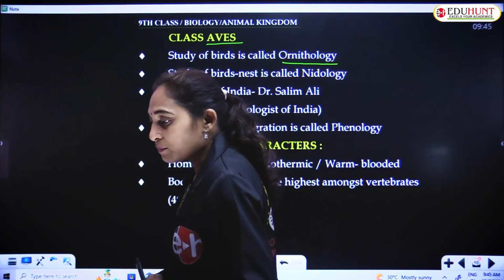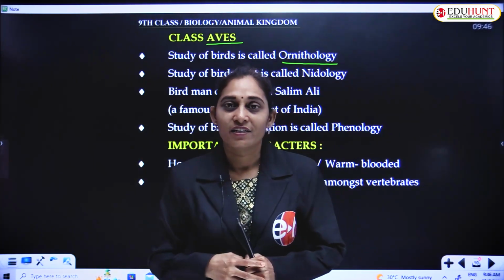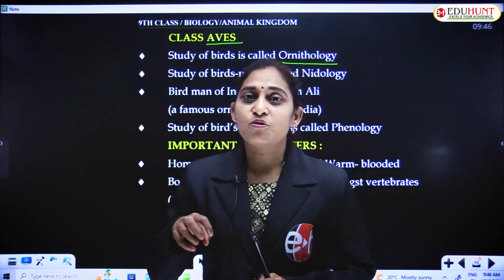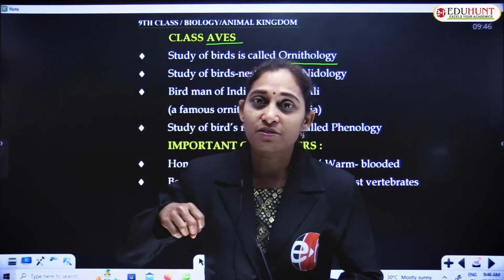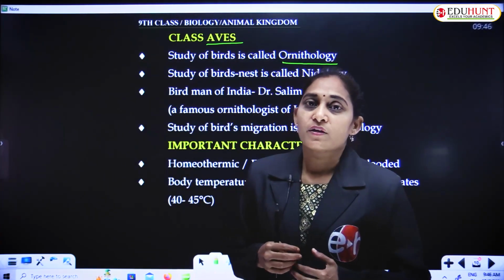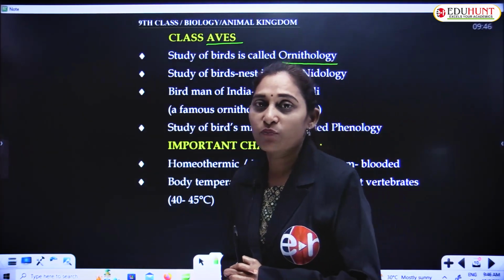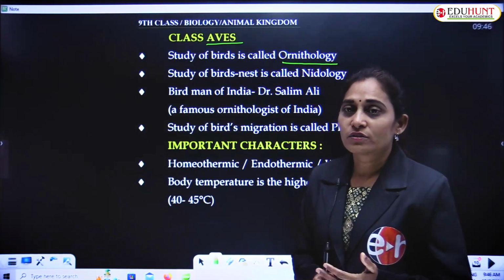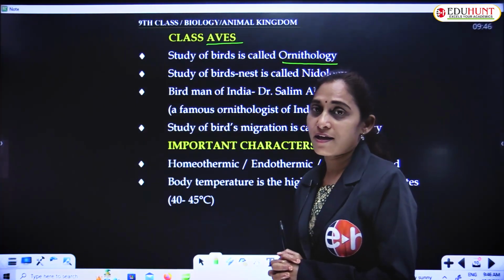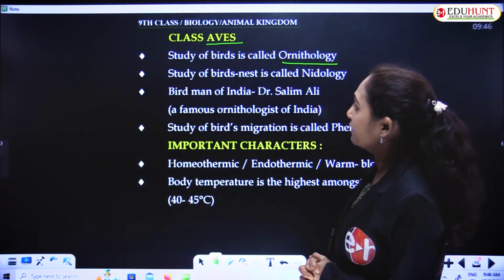If you remember the movie Robot 2.0, Akshay Kumar's role is a bird lover. Actually he is a researcher, and he tries to preserve or conserve different birds. He tries to protect the birds. So he studied ornithology. He is an ornithologist, the one who works with birds. Who does research on birds is known as an ornithologist, and the study of birds is known as ornithology, and the study of birds' nests is called nidology.